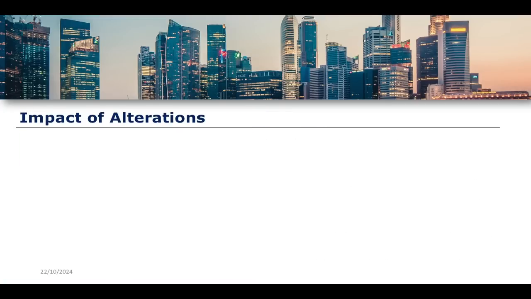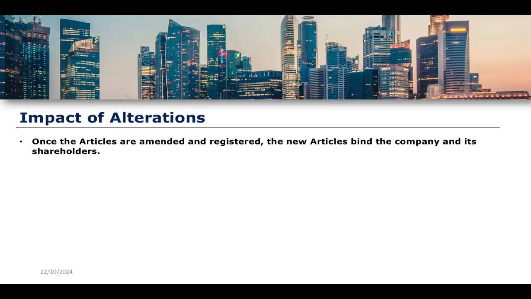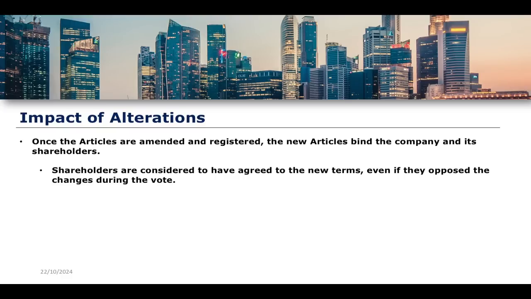So those are the kinds of alterations that we can see when looking at a company constitution, and the earlier slides talked about the processes by which these alterations often take place. What about the impact? Well, once the articles are amended and registered, the new articles bind the company, and by extension they also bind the shareholders of that company. Shareholders are considered to have agreed to the new terms, even if they opposed them during the vote.